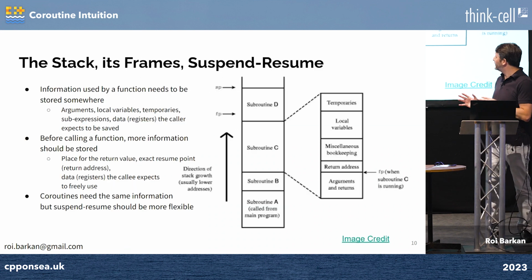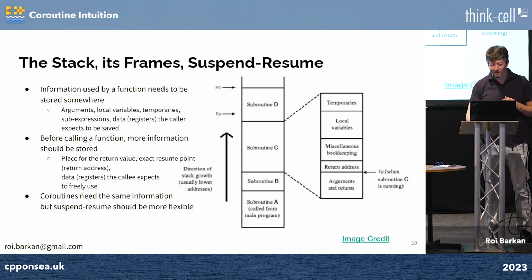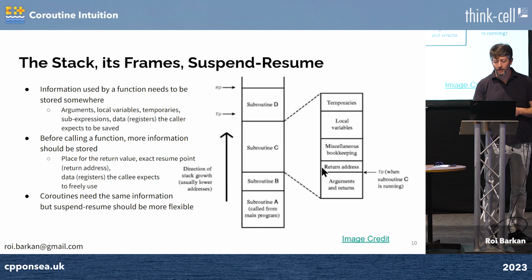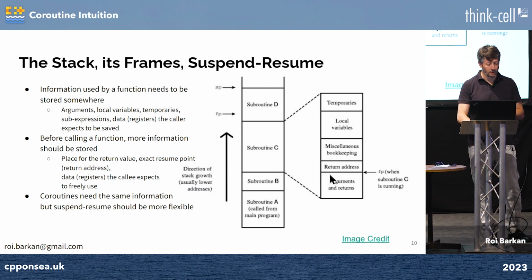So here's a graphical representation where you can see the stack. In this case, subroutine A calls subroutine B, which calls subroutine C, which calls subroutine D. And in each of these stack frames, we have, as you see, the local variables, the temporaries, any bookkeeping, the return address back into function B, for example, where we want to resume it later on, and all the arguments and some placeholders for where to put the return address. Okay, so that's the way it looks before coroutines.